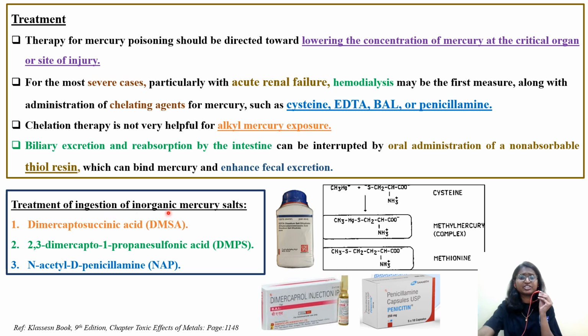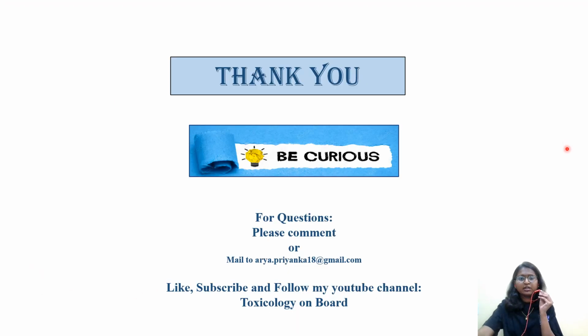Next, treatment of ingestion of inorganic mercuric salts. You can use DMSA, that is dimercaptosuccinic acid, or 2,3-dimercapto-1-propane sulfonic acid DMPS, or N-acetyl-D-penicillamine NAP. Okay, so in this video we have learnt about mercury, various forms, organic, inorganic, as well as vapor form, and what the antidotes are, and we have learnt about biomethylation and biomagnification. And we have also seen two different questions.